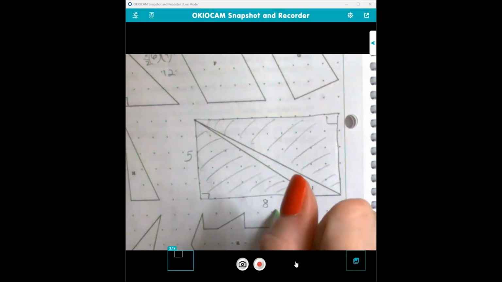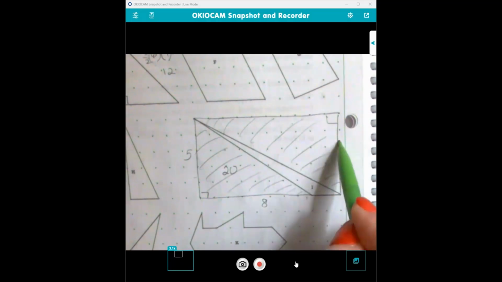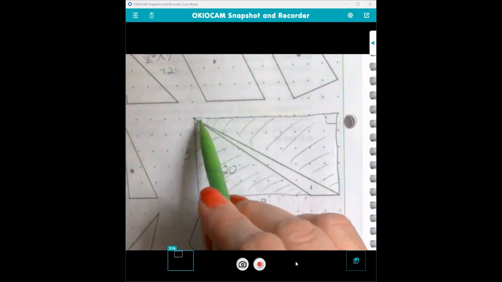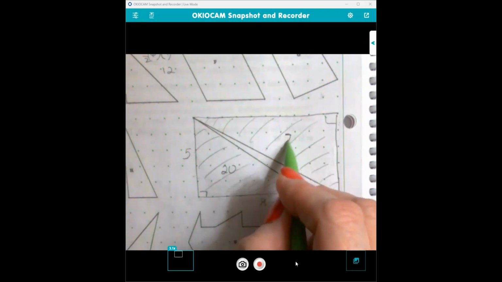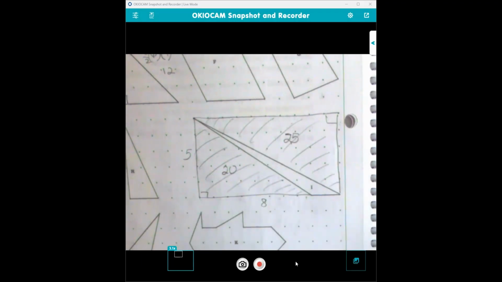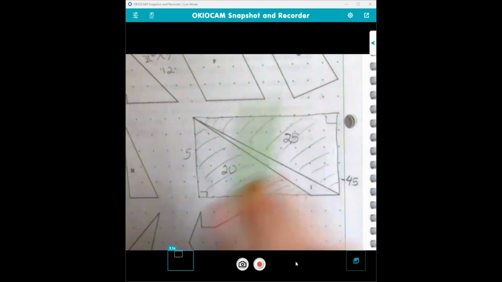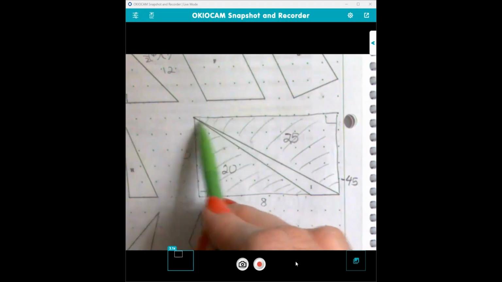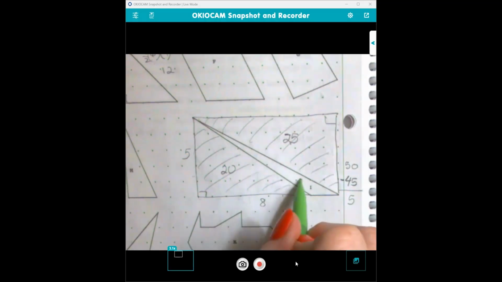So 5 times 8 is 40 divided by 2. This is 20. And then this one is a 1, 2, 3, 4, 5 by 1, 2, 3, 4, 5, 6, 7, 8, 9, 10. A 10 by 5. So this is 50 divided by 2, which is 25. And then we have 25 plus 20, which is 45, which I'm going to subtract from the 5 by 10 rectangle. So that will be 50. So 50 minus 45 is 5. So this triangle is 5 units squared.